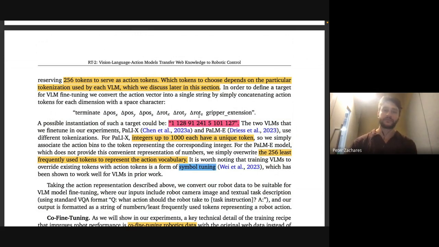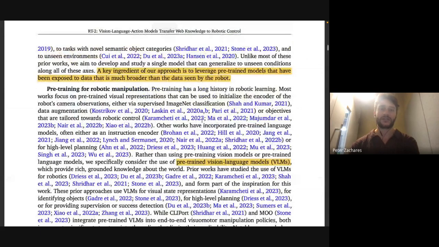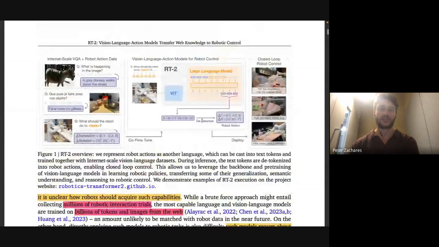But so the whole point of figuring out how to express actions as text that can be tokenized is that now you can take these visual language models that have been trained to do question answering, like what is happening in the image, they're pre-trained on that, and you can also take the same model as is, without any additional architecture or anything, and you can have it output robotics actions. So that's why they do that, so that they can just use any visual language model and output robotic actions for it.